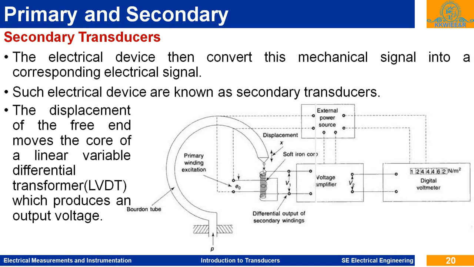So here the free end is connected with the plunger, and this plunger is moved in the LVDT, in the primary and secondary coil. Based on the linkage of flux with this primary and secondary winding, the electrical output at V1 is generated. So we get the variable voltage output, and this voltage output is amplified and measured in terms of a digital voltmeter.